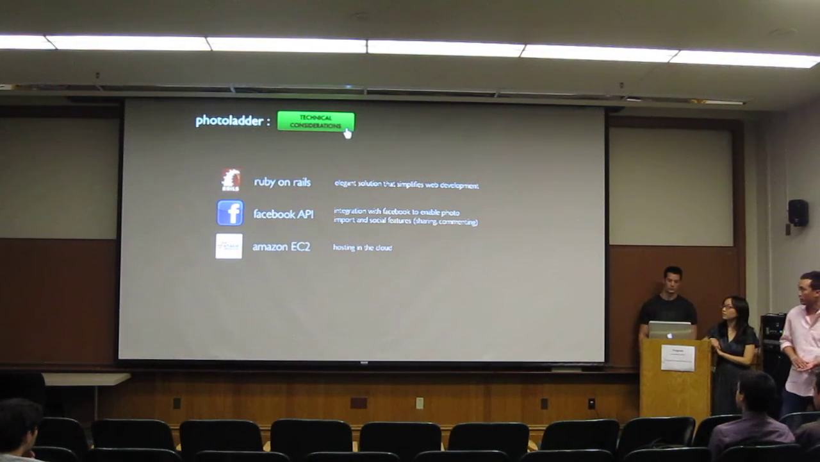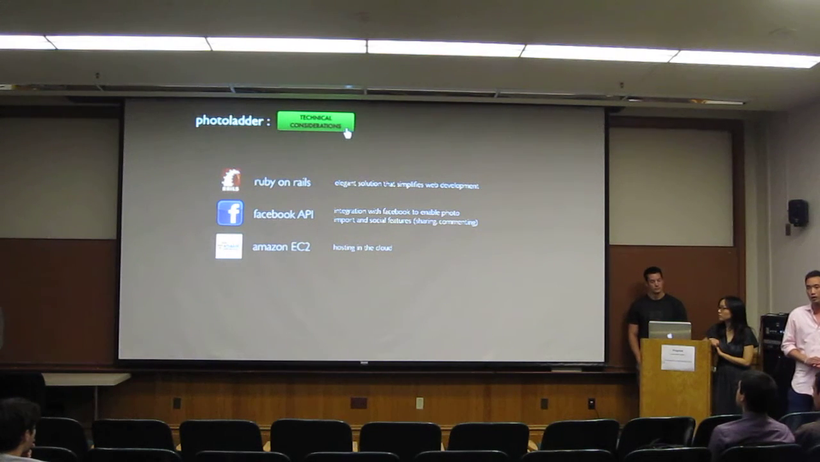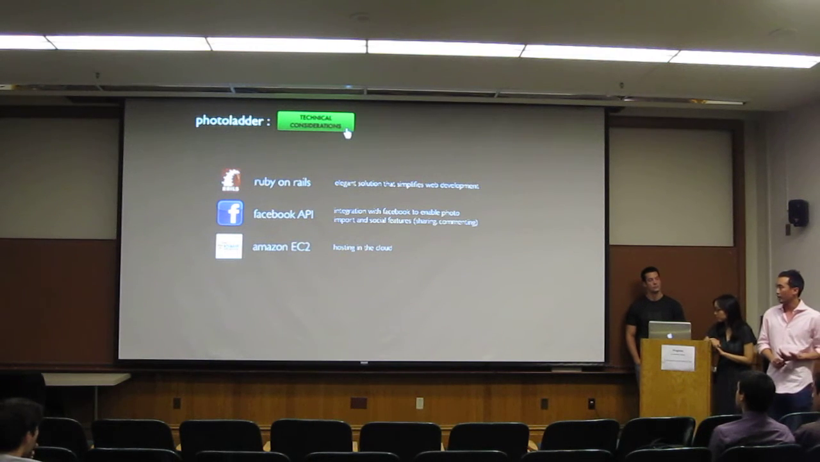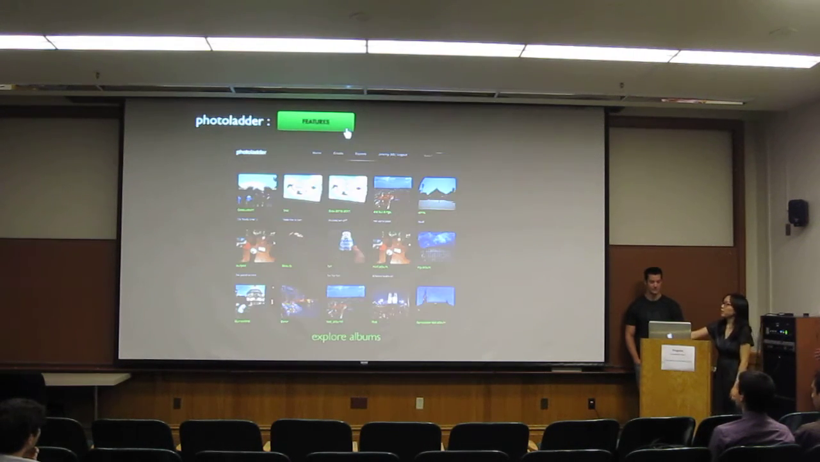And a couple of technical considerations. Basically, the technology we're using is Ruby on Rails. We're using Facebook to do commenting, photos, login, and like. And we are on Amazon for hosting. So enough talk about that. Let's actually get into the product itself. Introducing Photoladder 1.0.